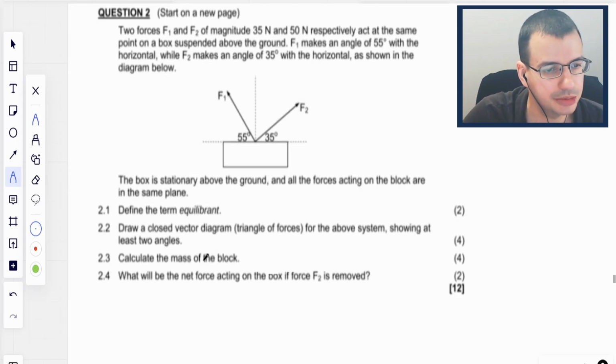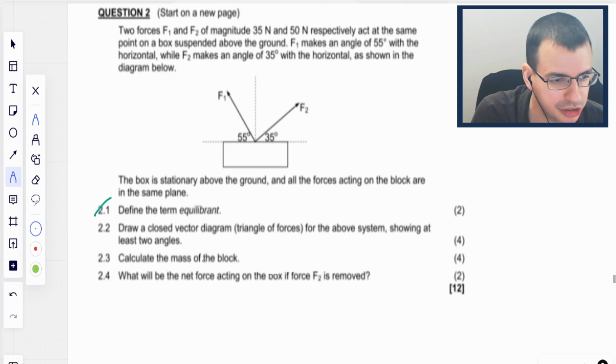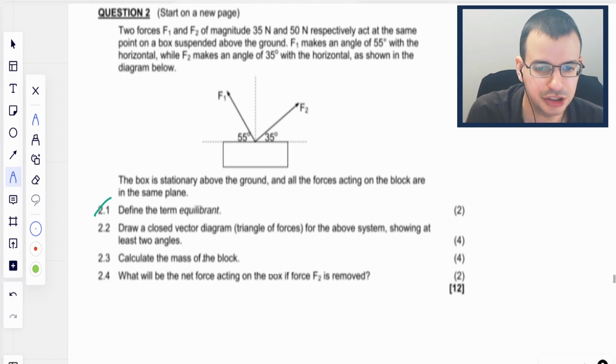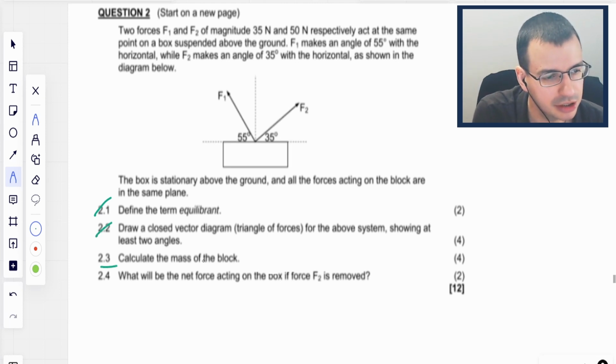Excellent. Define the term equilibrium. Nope, don't know what that is. Draw a closed vector diagram, a triangle of forces, for the above. Nope, don't even know what that means. Calculate the mass of the block.